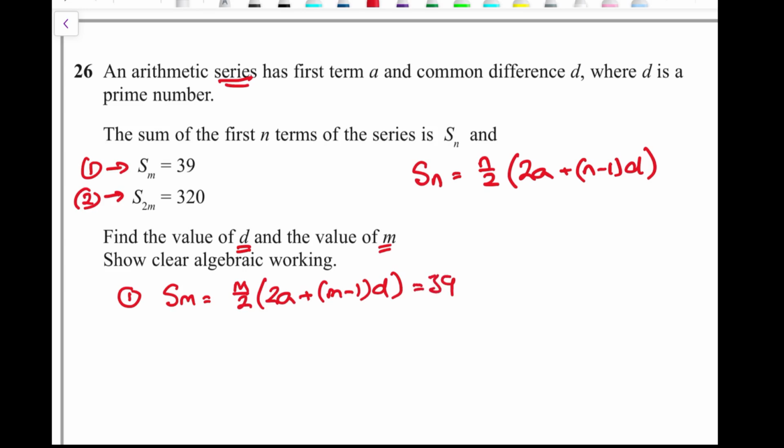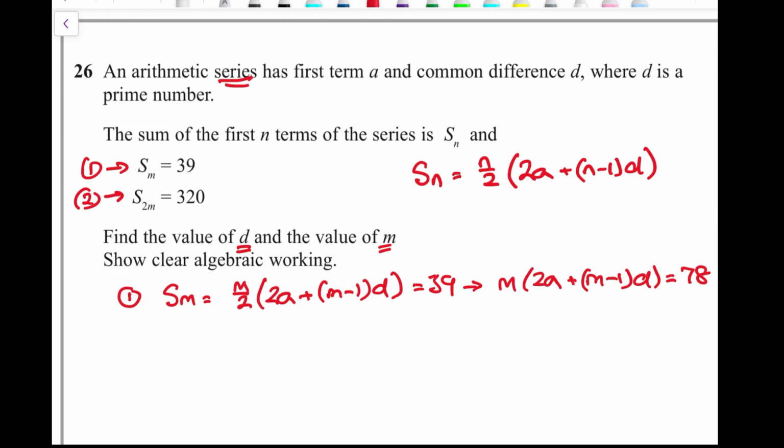Now, I don't really like this divided by 2 in the left side of the formula, so I'm going to multiply both sides by 2, and that's going to tell me that m times 2a plus m minus 1 times d is equal to 78.